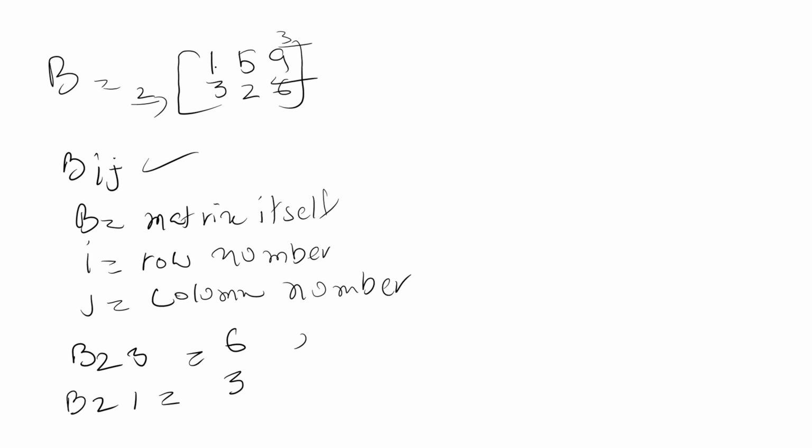Let's try to get another element. Say I want to get 5. So we'll use the same notation once again. B, it's in the first row, so we'll use B1, and it's in the second column, so we'll use 2. So B12 will give us 5. So this is how you can access the elements of a matrix.